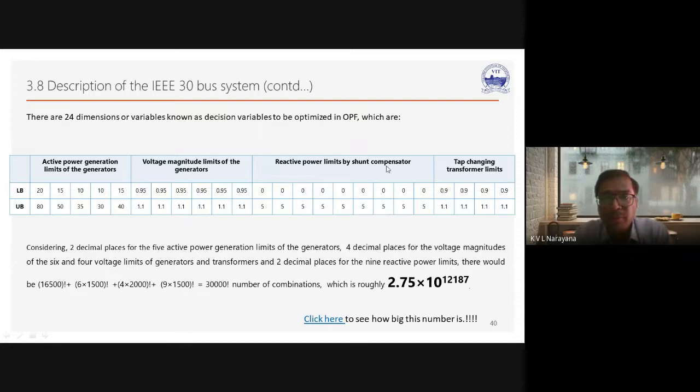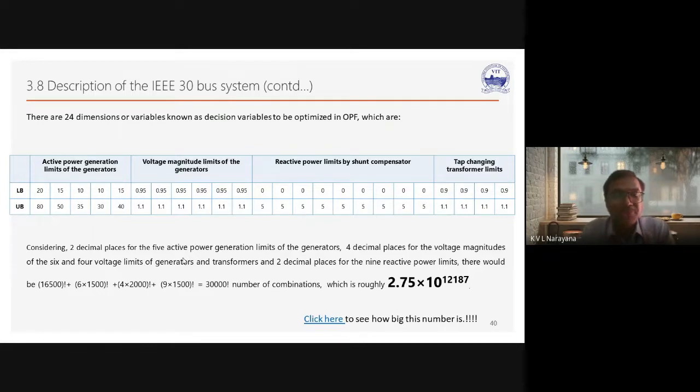Whereas the reactive power limits of the shunt compensators are between 0 and 5. If there is no load, there is no reactive power. If there is a full load, then the reactive power may go to 5 MVA. And these are the tap changing transformer limits. There are 4 transformers connected, and the turns ratio is given between 0.9 to 1.1. So these are the 24 decision variables we have considered in this problem.